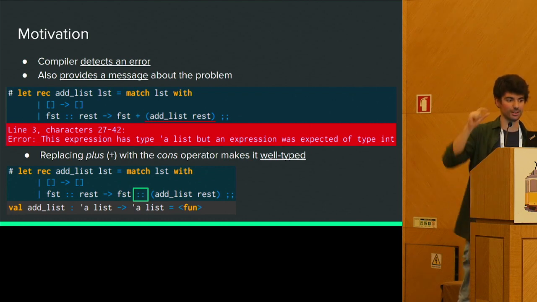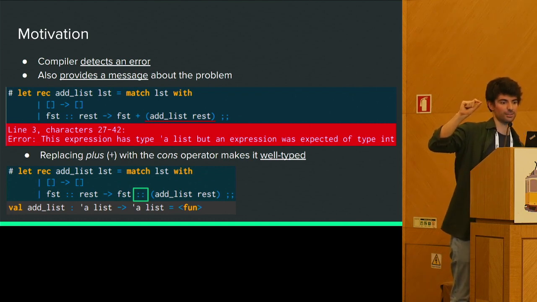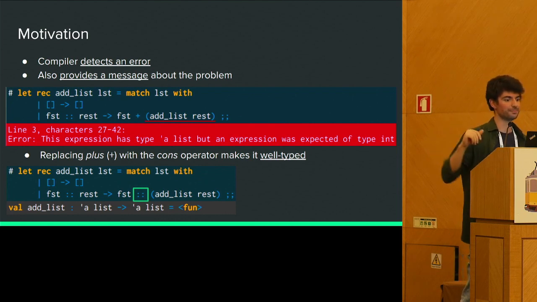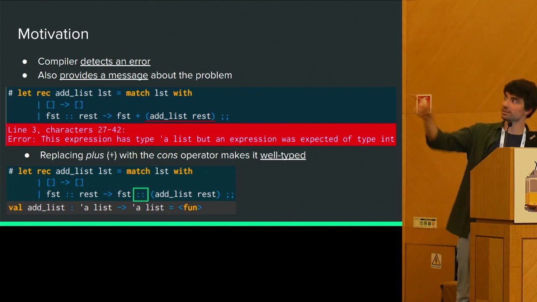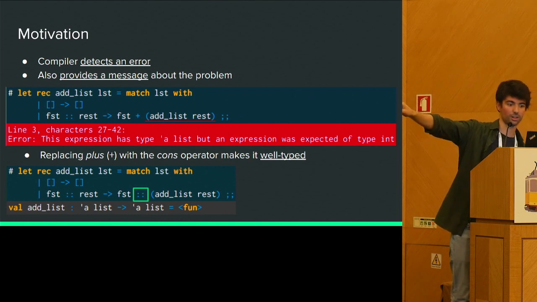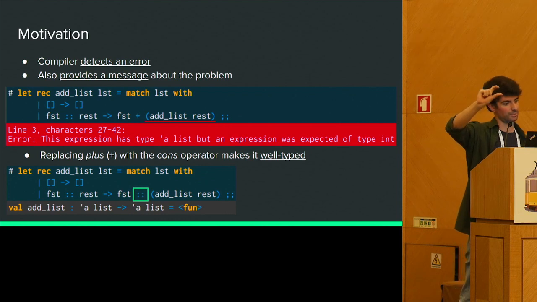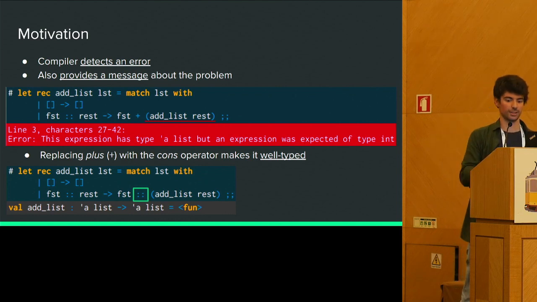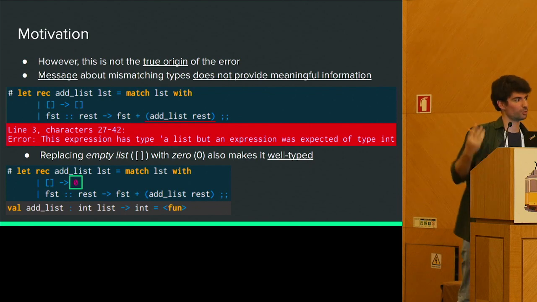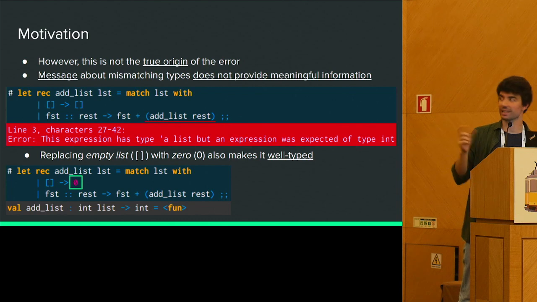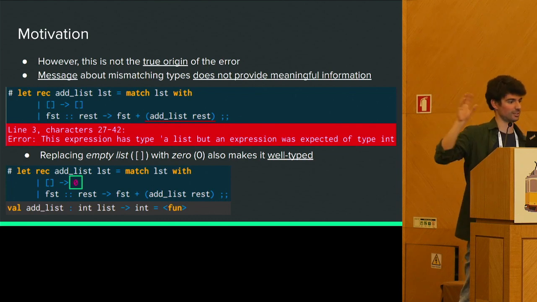So indeed, the compiler detects an error and provides a message about it, highlighting the problematic part of the program. It does not know how to add something of type list of the sum A. Replacing the plus operator with the cons operator, which inserts an element to the beginning of a list, in fact, makes this program well-typed. But this is not the true origin of the error. The message we get about mismatching types does not guide us directly towards the issue.